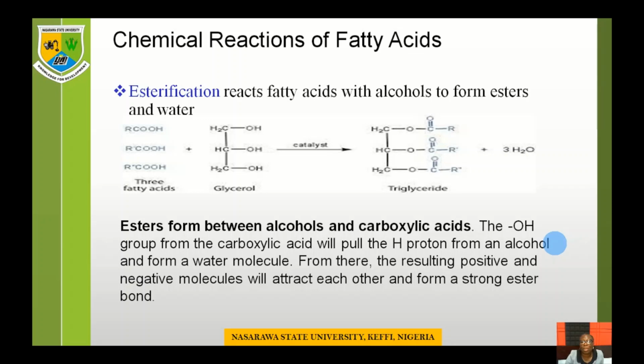Now, chemical reactions of fatty acids. Number one, we have esterification.